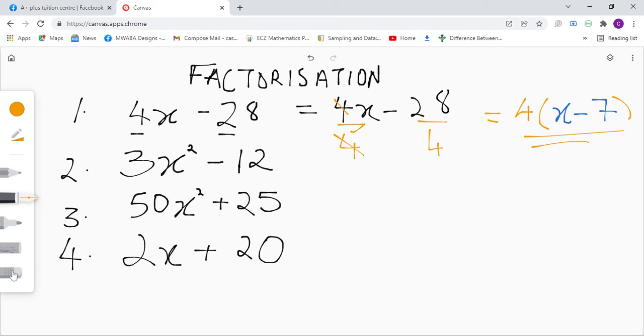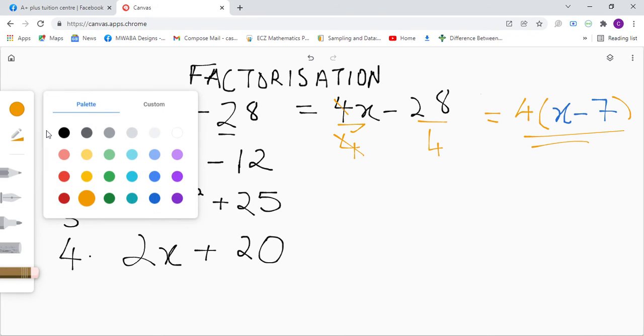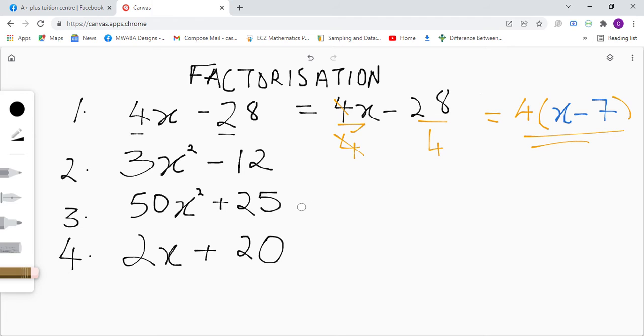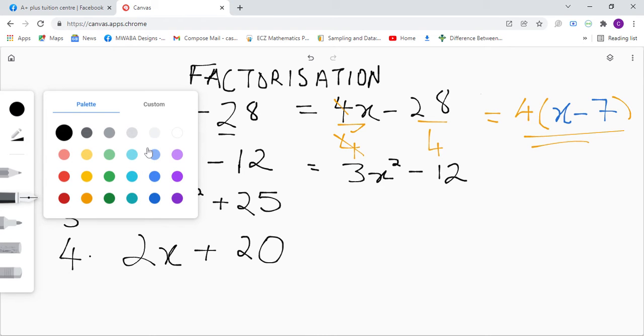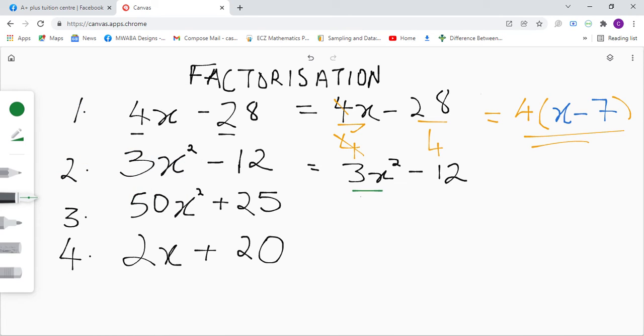All right, to go to our next one, 3x squared minus 12. So I'm going to write it here: 3x squared minus 12. Our highest common factor here is going to be 3. Remember, 3 is also a divisor of 12. So we're going to divide both sides by 3.